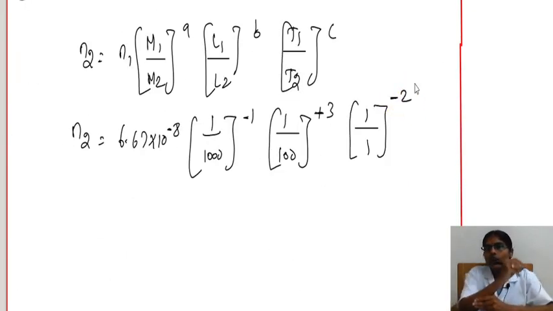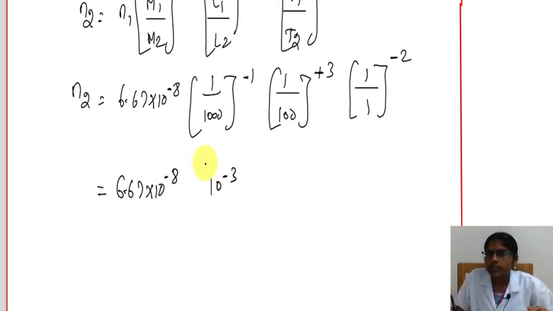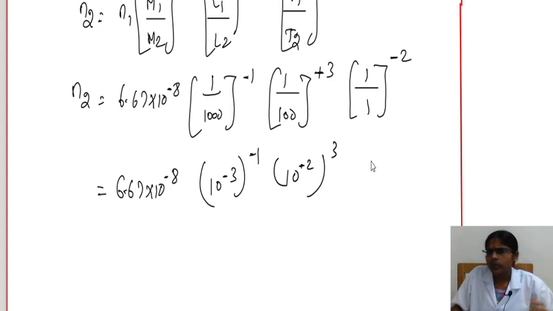So now I substitute all the values in the equation. What is the next step? 1 by 1000, how can we write it? I can write it as 10 power minus 3, power minus 1. 1 by 100 is 10 power minus 2, power 3. And 1 by 1 power minus 2 is just 1, nothing else. Anything power 1 is just 1.